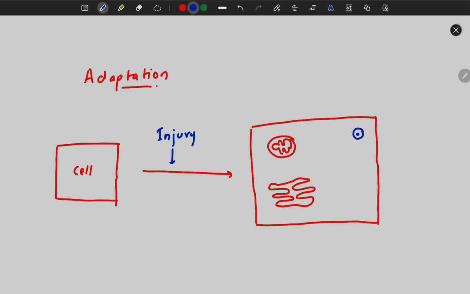When a cell suffers an injury, what are the organelles involved? Here you can see the nucleus. This is the mitochondria. This is the endoplasmic reticulum and the plasma membrane. These are all involved when a cell is injured.